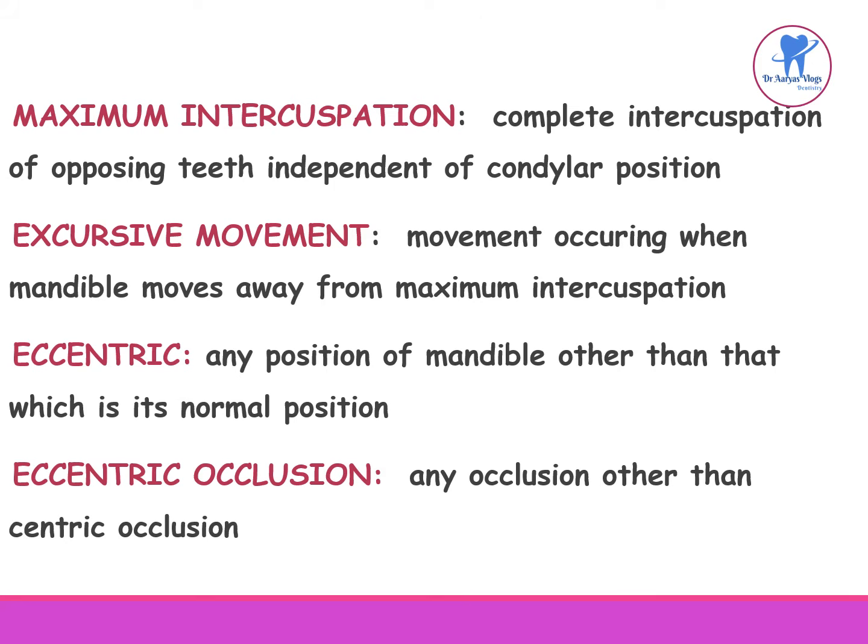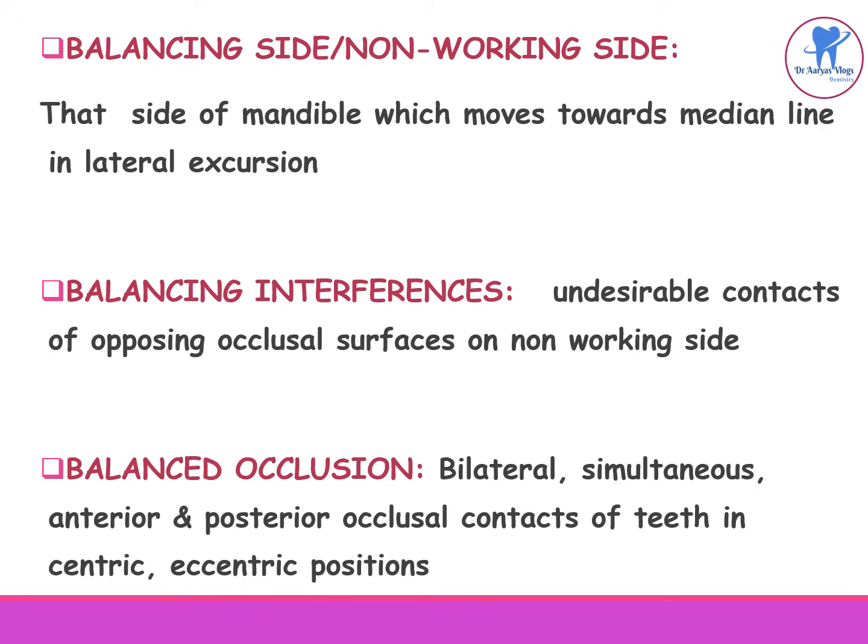What is excursive movement? It is the movement occurring when the mandible moves away from maximum intercuspation. What is eccentric? Any position of the mandible other than its normal position. And what is eccentric occlusion? Any occlusion other than the centric occlusion is known as eccentric occlusion. What is balancing side or non-working side? The side of the mandible which moves towards the median line in lateral excursion is the balancing side or non-working side. What are balancing interferences? These are the undesirable contacts of opposing occlusal surfaces on the non-working side.